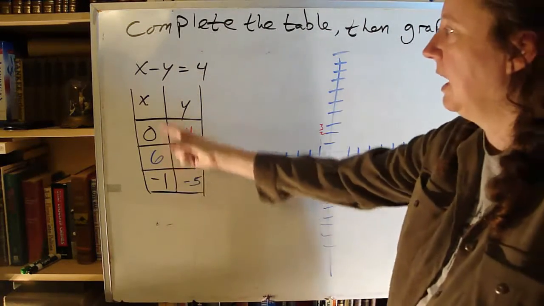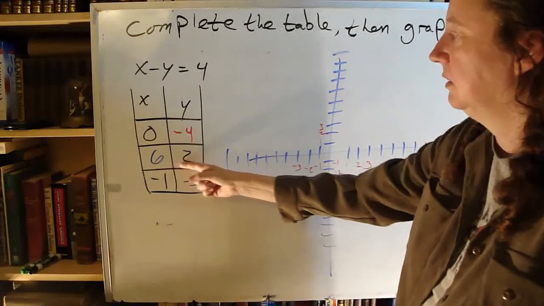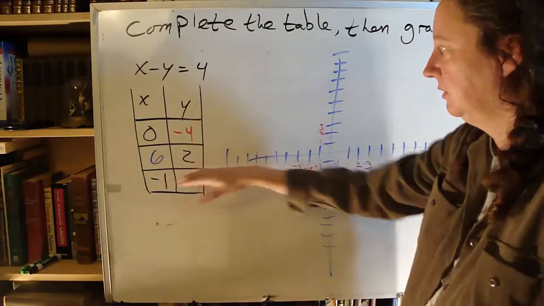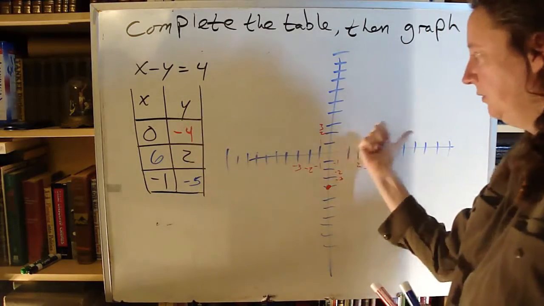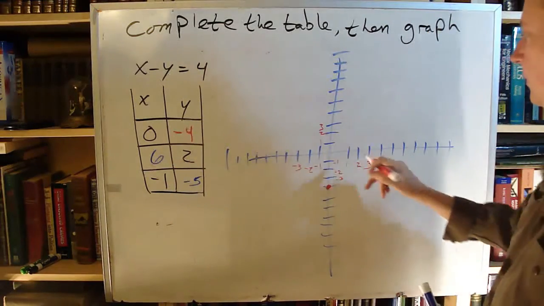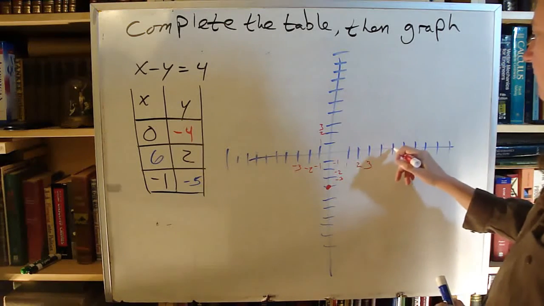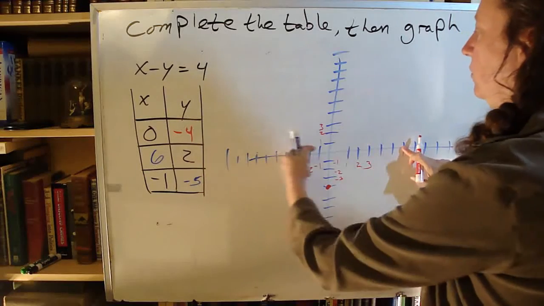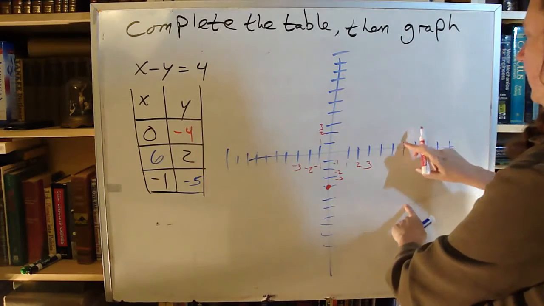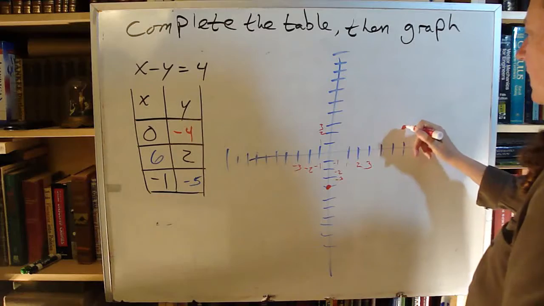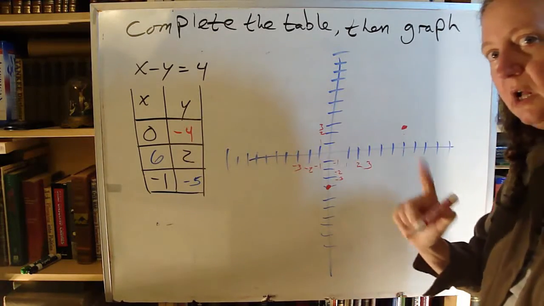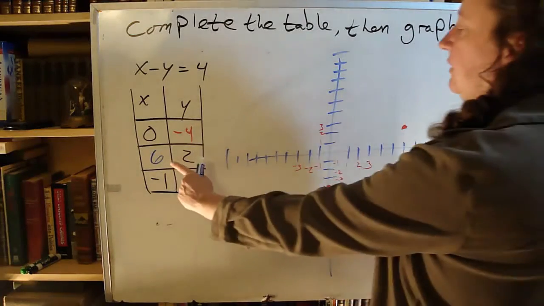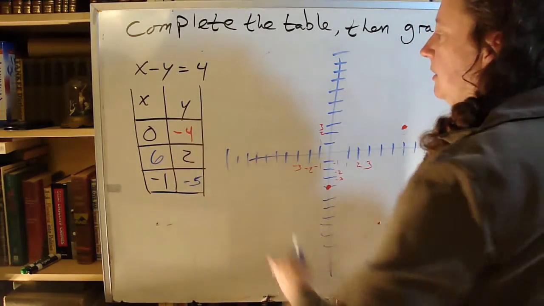Second one, x is 6, y is 2. So I count in my x-axis 6 places to the positive. 1, 2, 3, 4, 5, 6. And I count in the y 2 places in the positive. So 1, 2. Put my dot. Put only one dot down. So that is the only dot that stands for 6, 2.